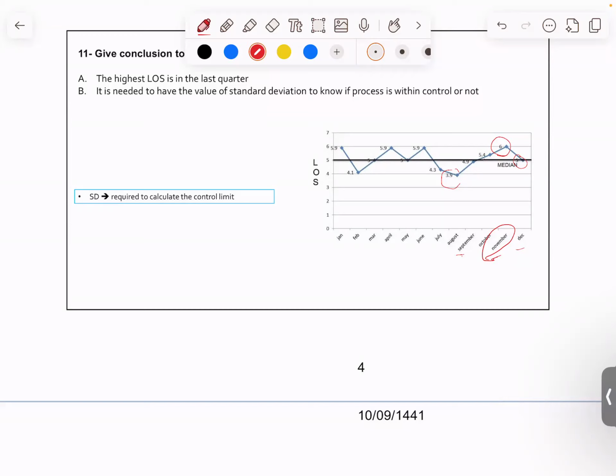So this data is displayed on what? On a run chart or on a control chart? Is this a run chart or control chart? This is a run chart because you don't see here any upper control limit or lower control limit. So this is a run chart. Okay.